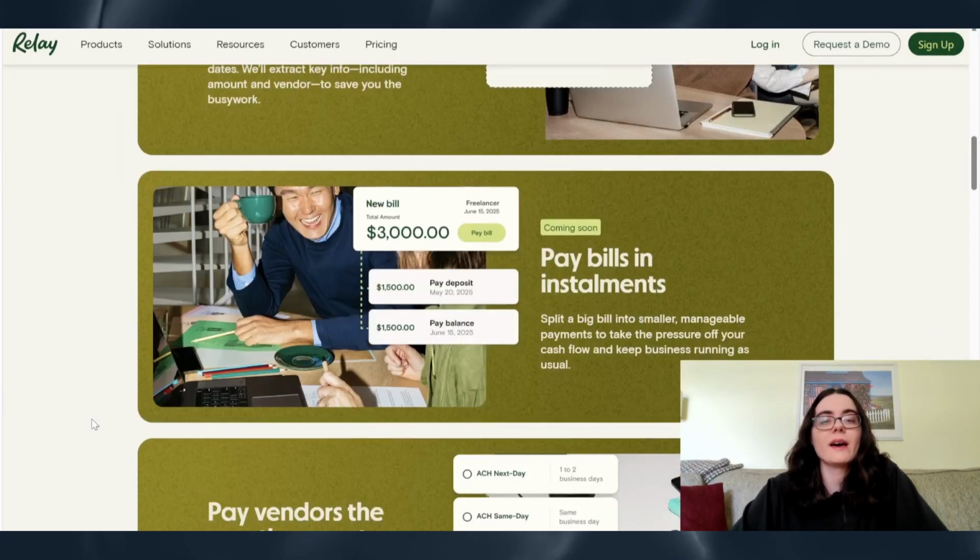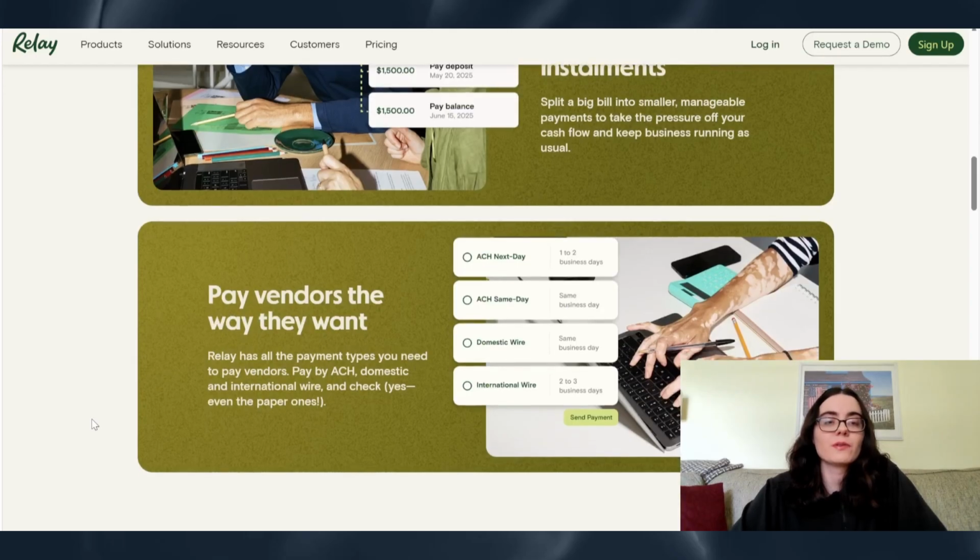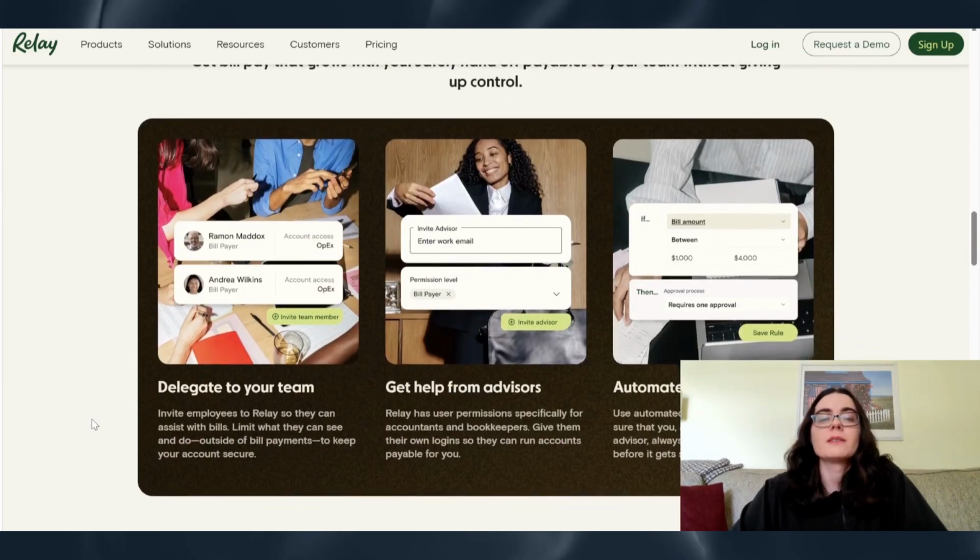So they also do have approval workflows, as I mentioned with Melio. Similar kind of thing.